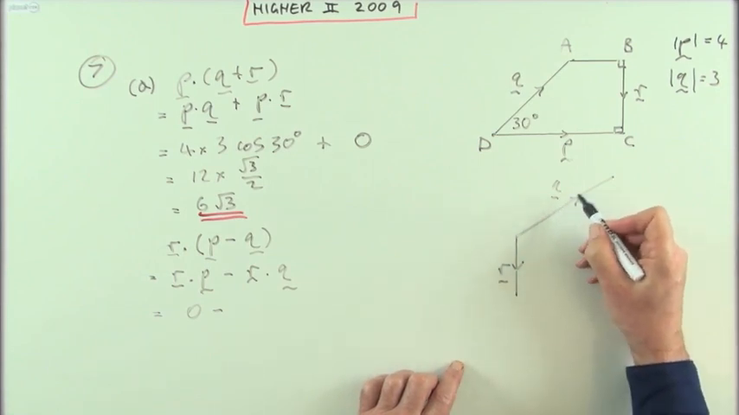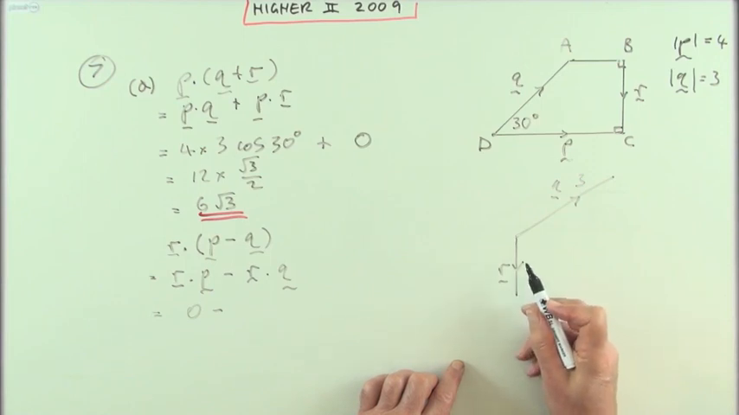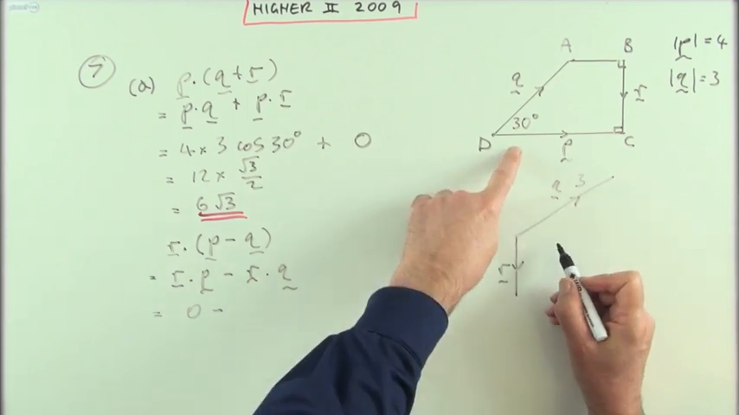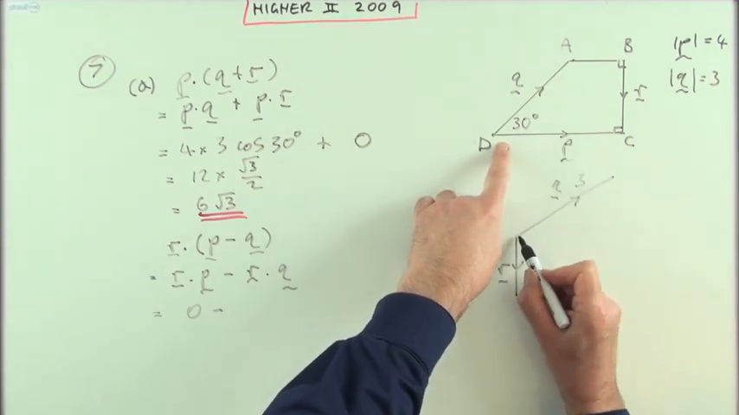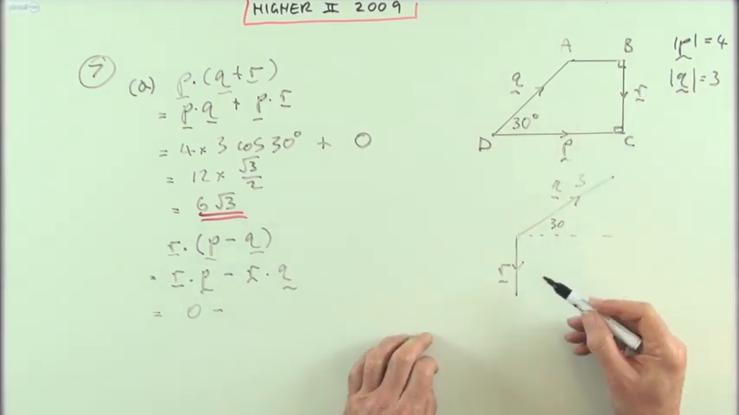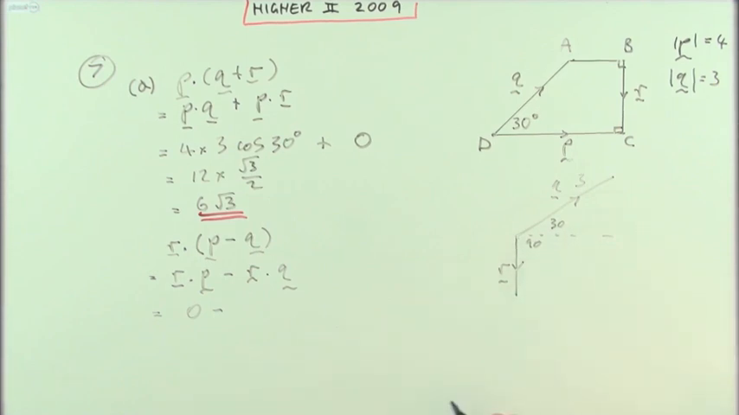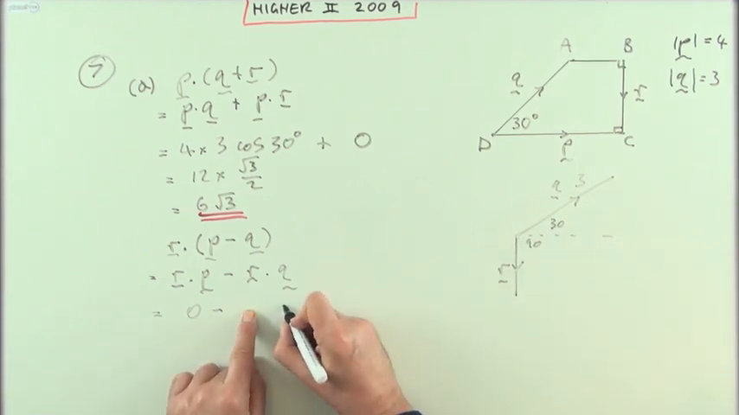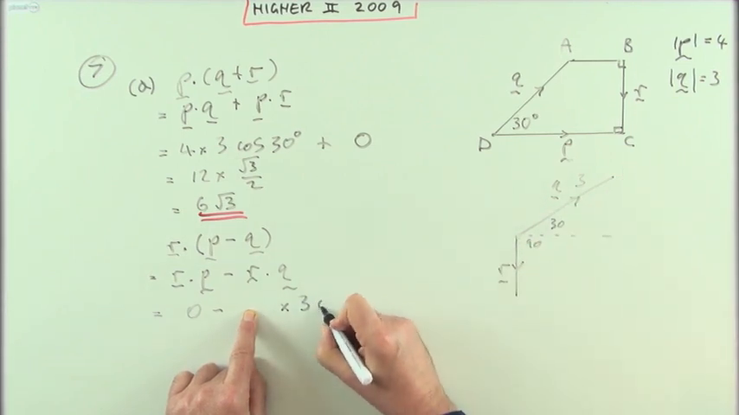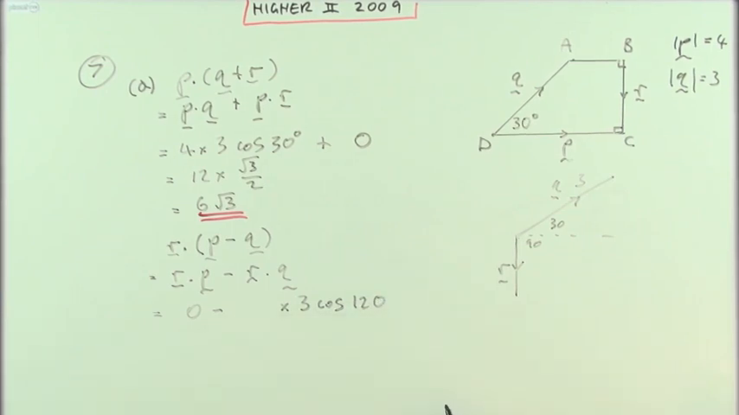The length of Q I know is 3. The length of R is another matter entirely. We'll get that in a minute. But the angle between them I can get from this diagram because Q was going off from the horizontal at 30 degrees, and R was coming vertically down, so that's 90. So the angle between them is going to be 120. So it's going to be the length of R, which I'll have to find in a minute, times the length of Q times the cosine of 120 degrees.